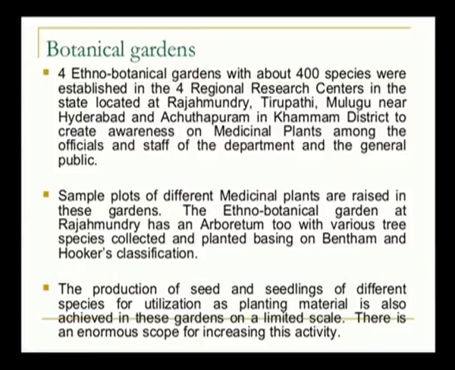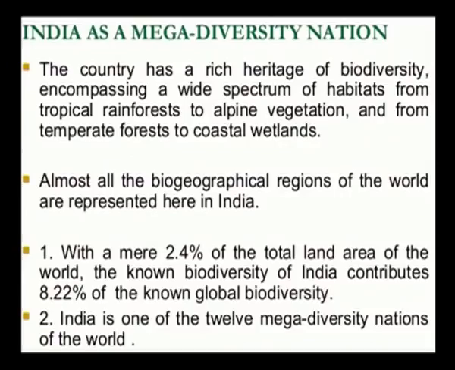The ethnobotanical garden at Rajahmundry has an arboretum too, with various tree species collected and planted basing on Bentham and Hooker's classification. The production of seed and seedlings of different species for utilization as planting material is also achieved in these gardens on a limited scale. There is an enormous scope for increasing this activity, not only within the state but also across the country.